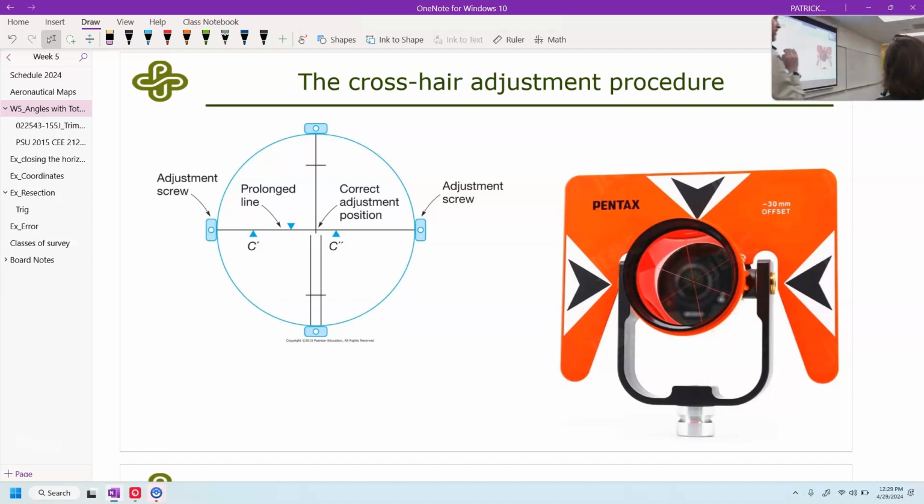So you want to look through. Did I set it up too high? I might just be too short.